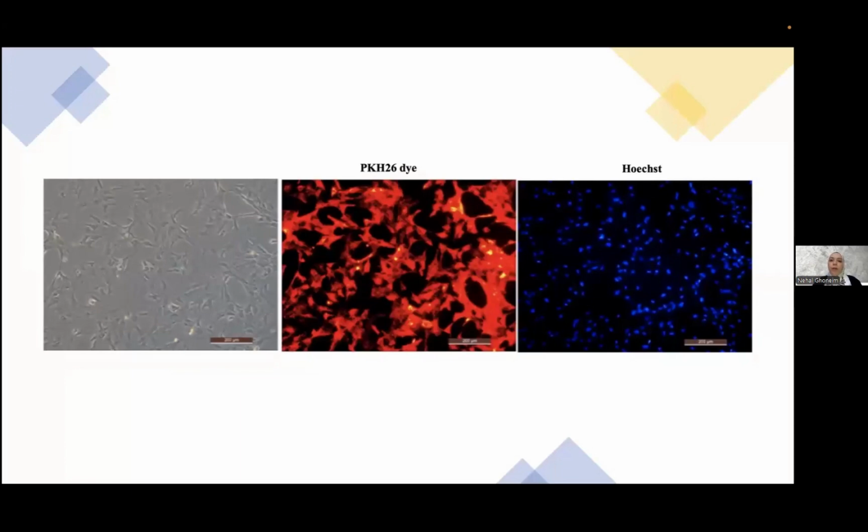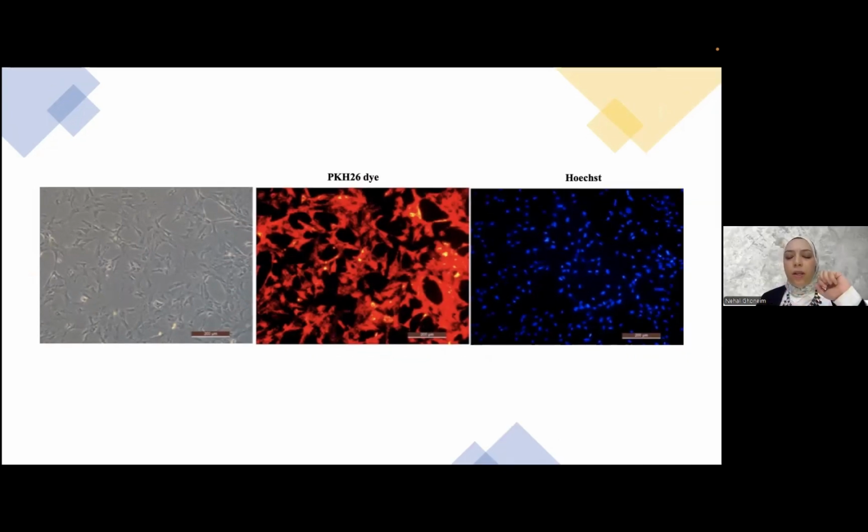As we can see here, this is a PKH26 dye that labels the cytoplasm of our cells, and this is the Hoechst. The cells are actually viable, as we can see. These are examples of non-immunological fluorescent dyes, and we can see our cells are attached and living in our cell culture. I stained them in my lab using the PKH26 dye for the cytoplasm and Hoechst for the nucleus.